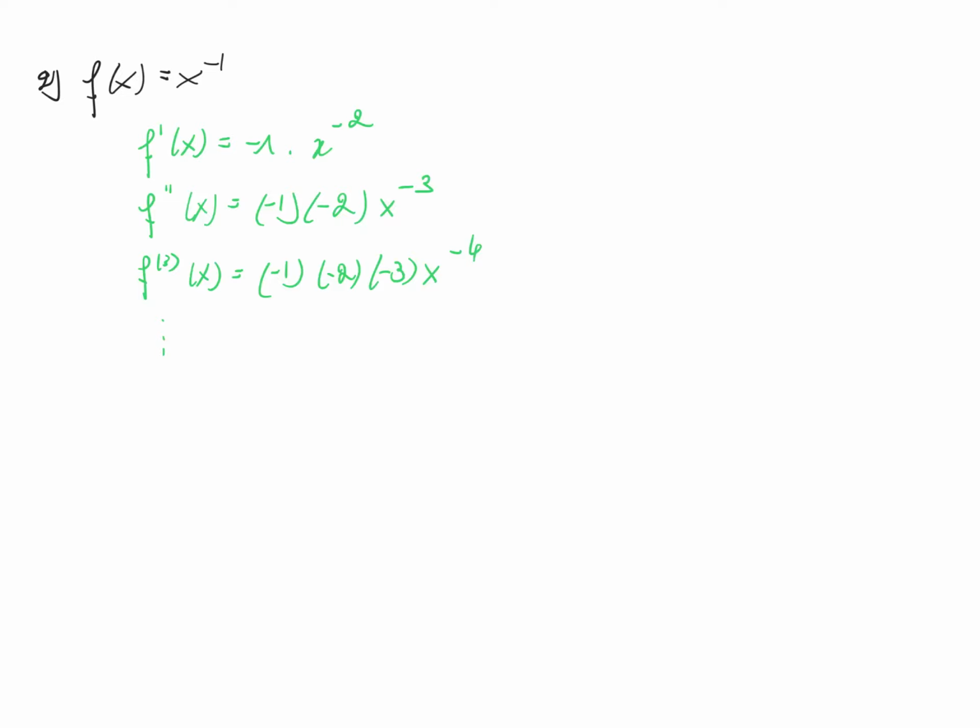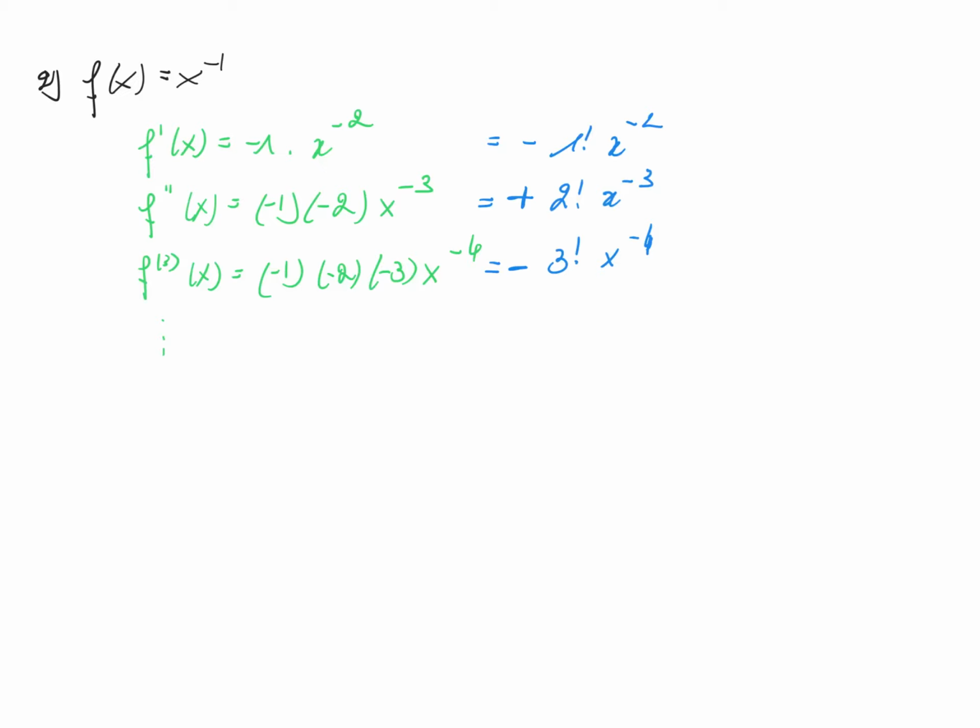So if we want to compress this expression, if we want to simplify, what we see is minus 1 times x to the power minus 2. Here we have two minuses, so this becomes plus, and then you have 1 times 2, so this is 2 factorial. 1 is also 1 factorial, and here you have x to the power minus 3. The next one is negative again, so this is minus 3 factorial, x to the power minus 4.